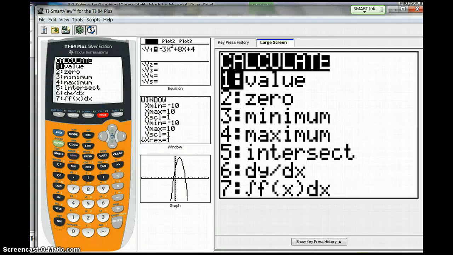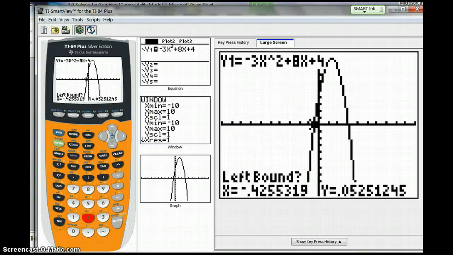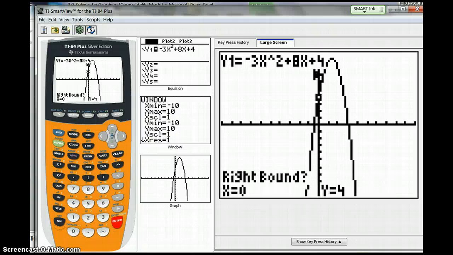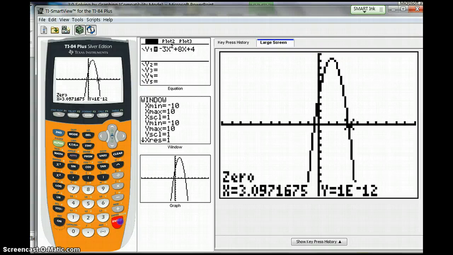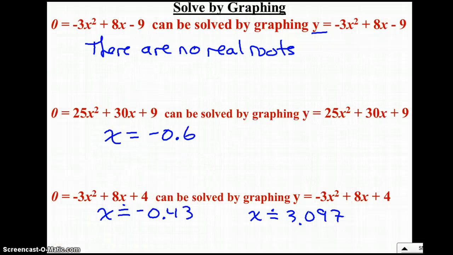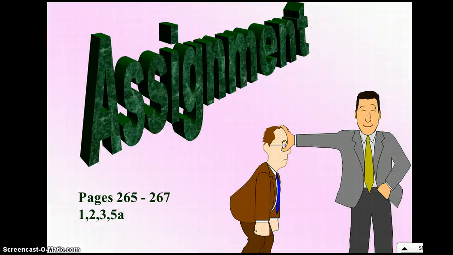And we find the other x-intercept. Second, calculate the 0. Get left of it. And get right of it. I'm going to pick a number right of that, maybe 6. And make a guess. There's my solution, 3.97. So back to our notes, we know that the solutions to this equation are x is approximately negative 0.43 and about 3.97. Excellent. So here's your assignment.